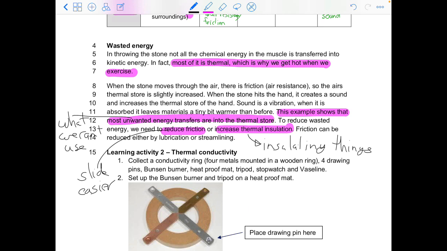There are two ways that we can reduce friction. We can either use lubrication or streamlining. In this case, lubrication means that it's made more slippery.